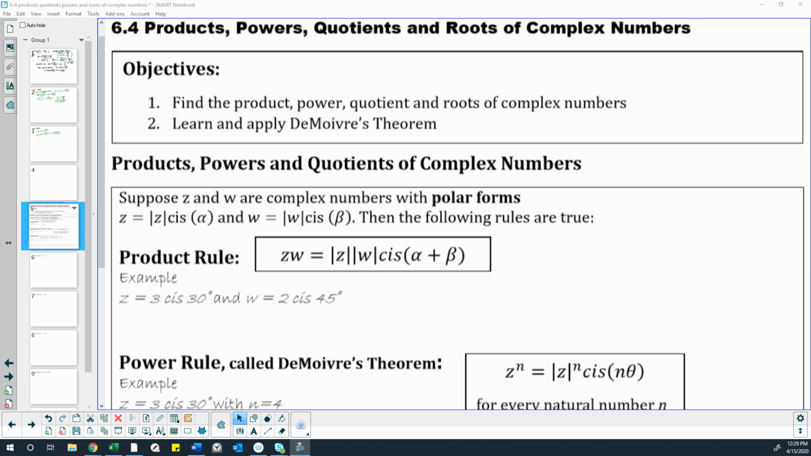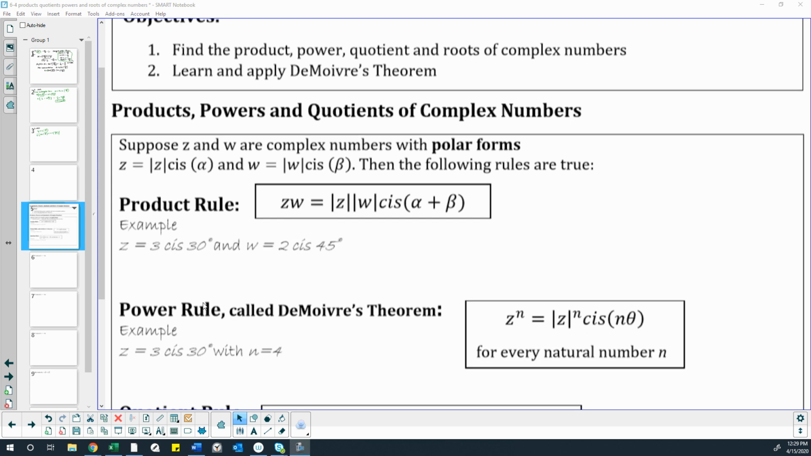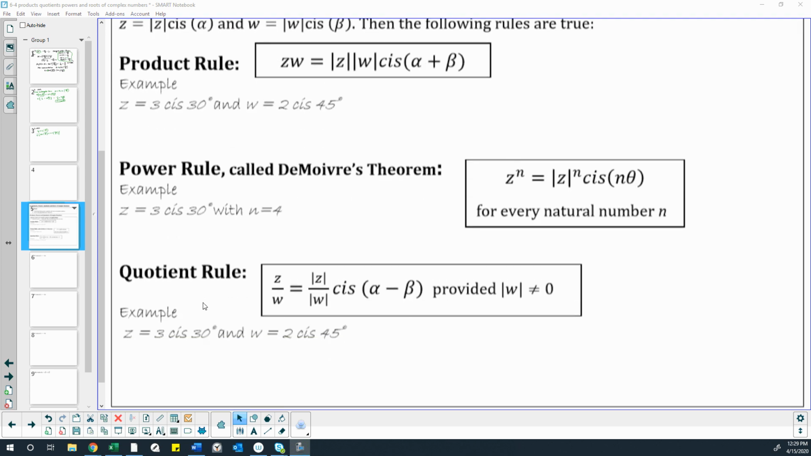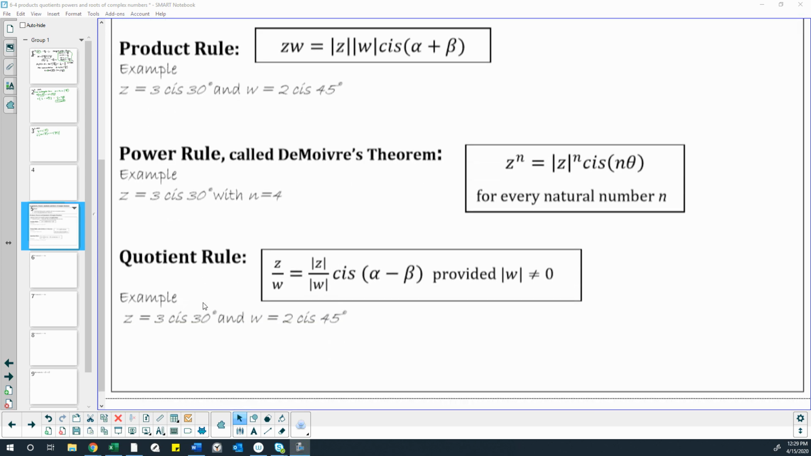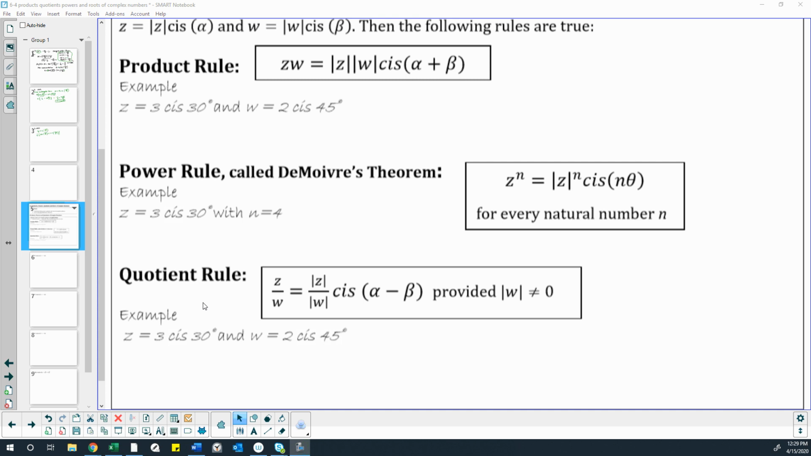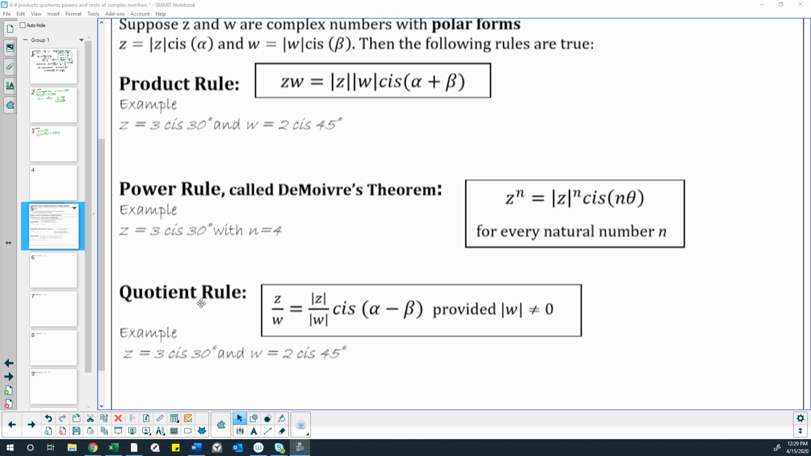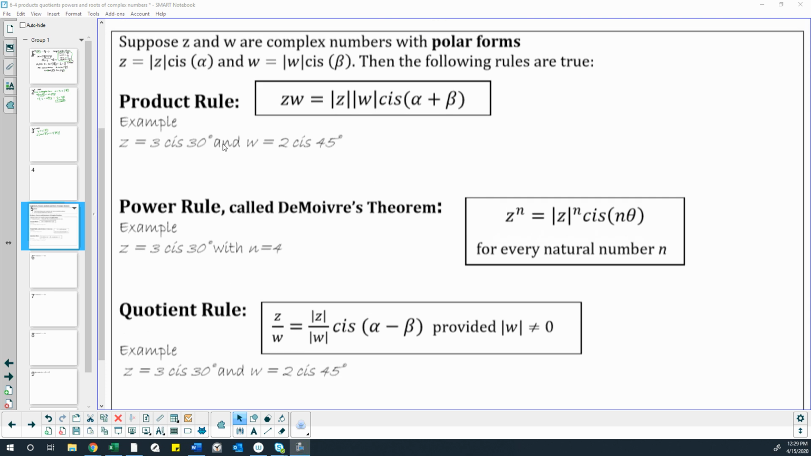All right, so we are going to learn how to multiply complex numbers together, how to take a complex number to a power, and then how to divide complex numbers, and also how to find the roots, like square roots, cube roots, fourth roots of a complex number. There are ways to do these in rectangular coordinates, which I might remind you of later, but let's just use the polar forms for now.